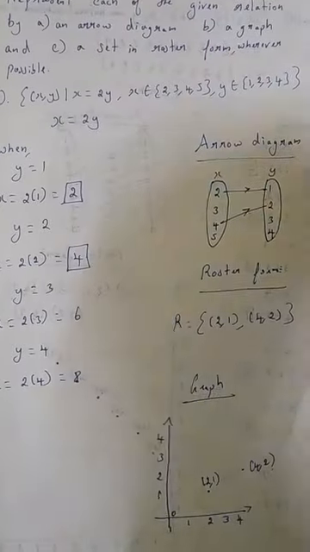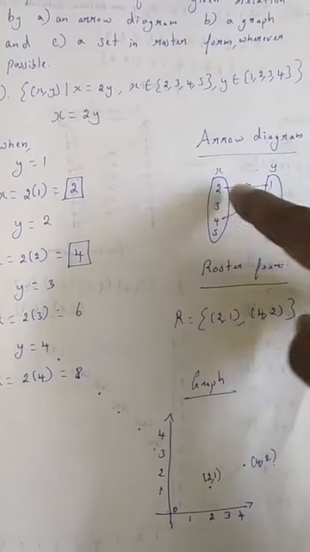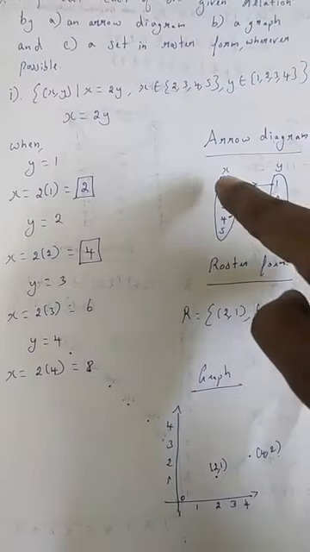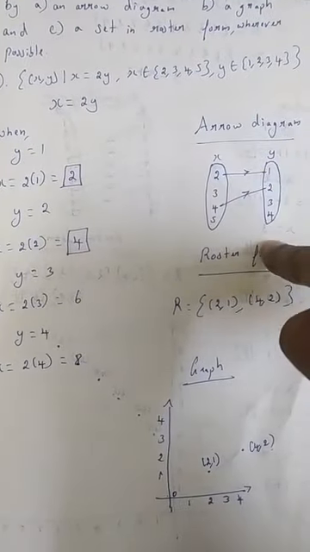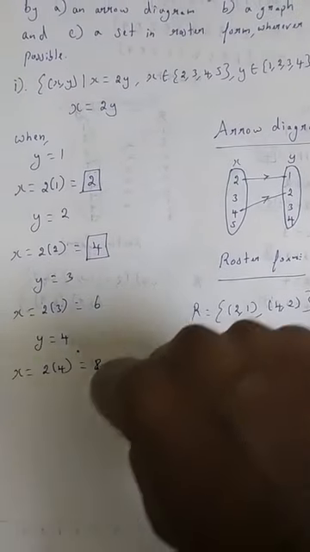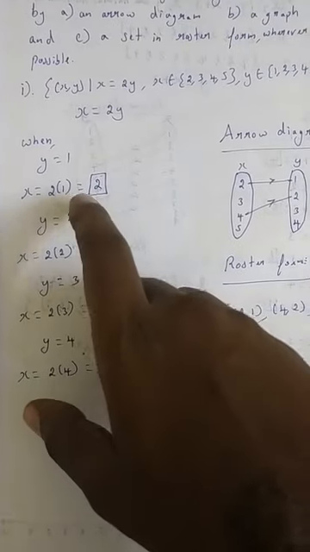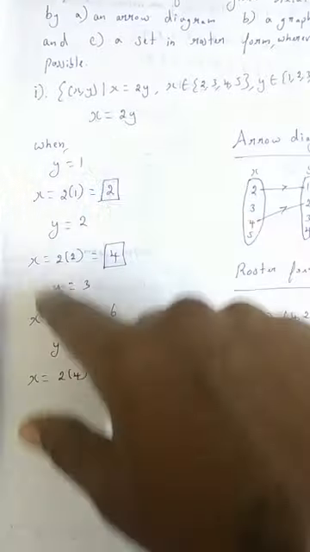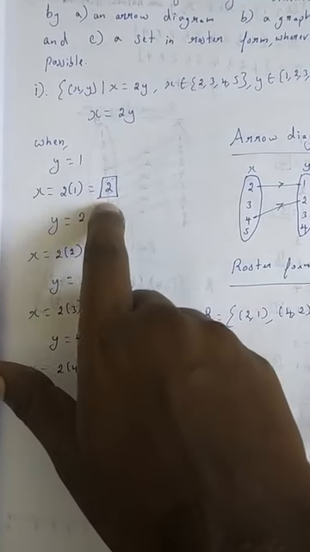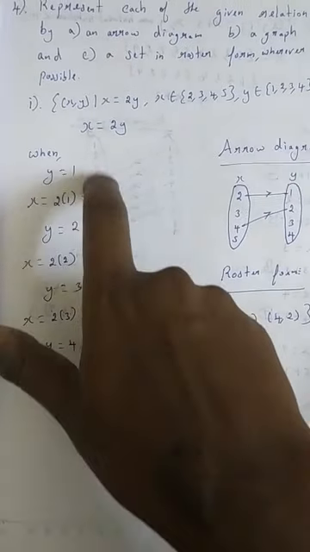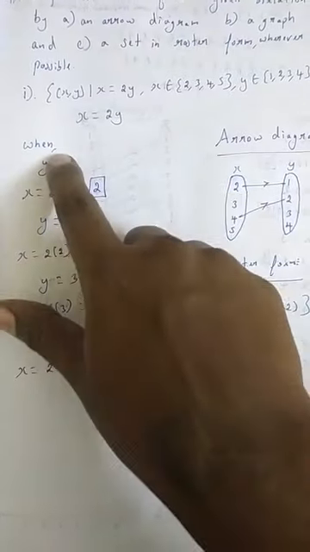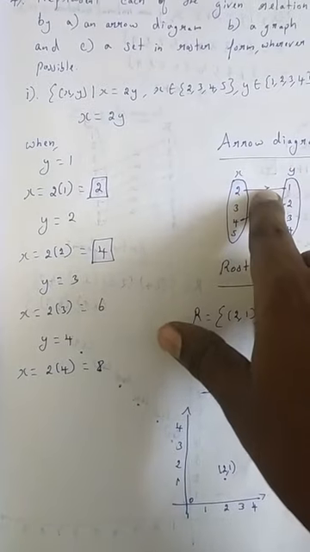Arrow diagram is very simple. First of all, we have to draw 2 circles, x and y. And we have to write all the elements. What are the elements? 2, 3, 4, 5. So write 2, 3, 4, 5. Next one is 1, 2, 3, 4. Write 1, 2, 3, 4. But what are the elements that are related, connected? That we found out here, right? When y is equal to 1, x is 2, which means 2 and 1 are connected.